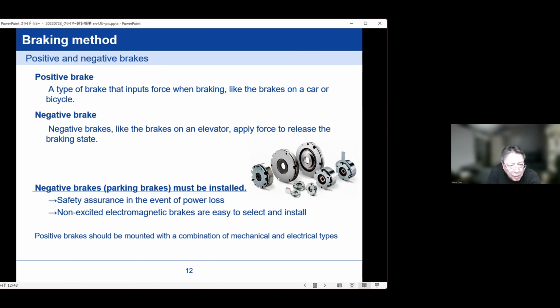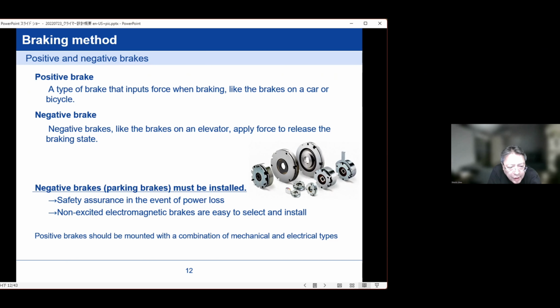As for installation, an example of something that is very easy is a radius electromagnetic brake, which applies the brake when the power is turned off. So I think that selecting the appropriate one and installing it is the easiest way to install it on a climber.